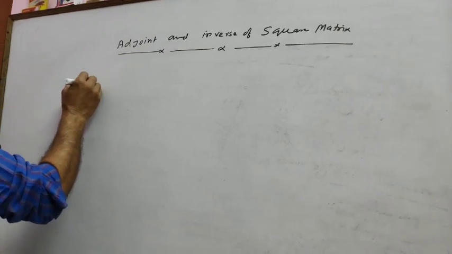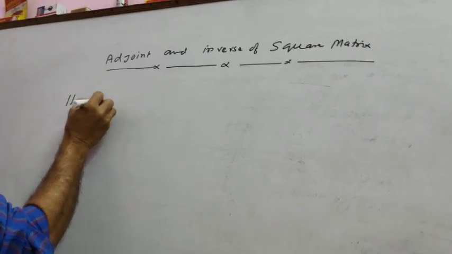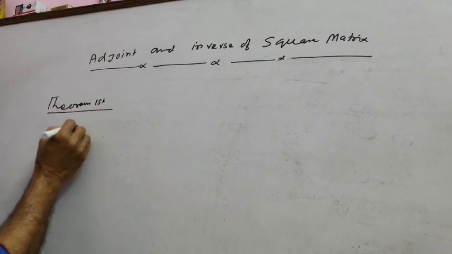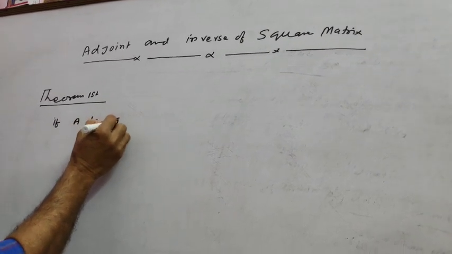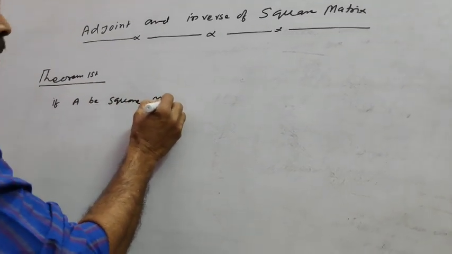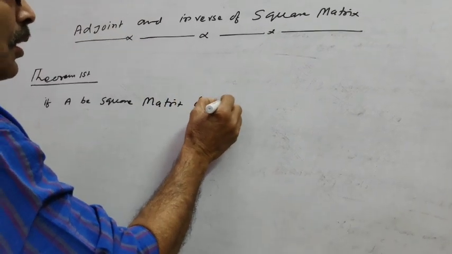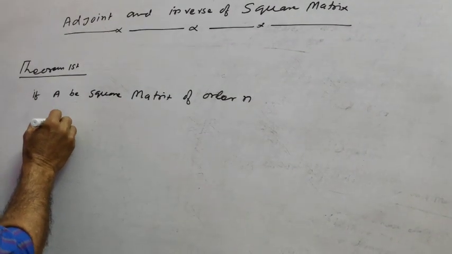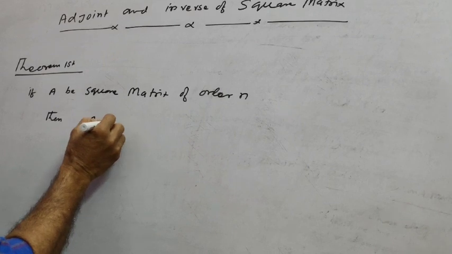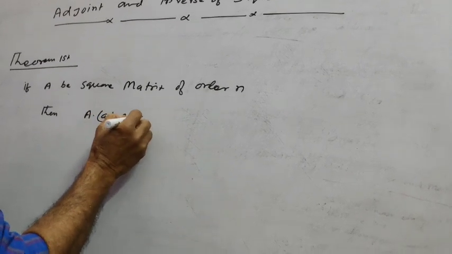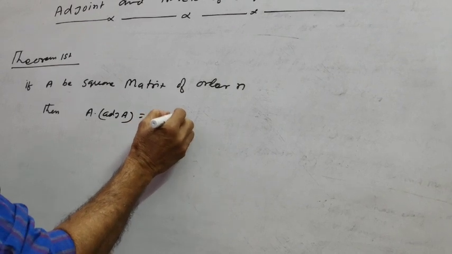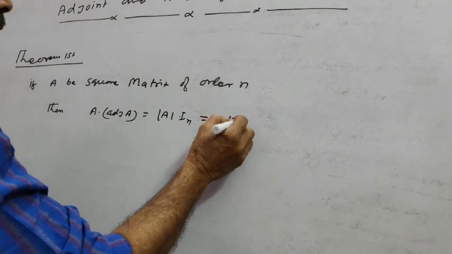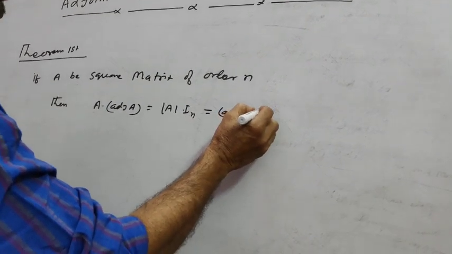Now, theorem first. If A is a square matrix of order n, then A into adjoint A is equal to determinant of A into the unit matrix of nth order, or this is equal to adjoint A into matrix A.